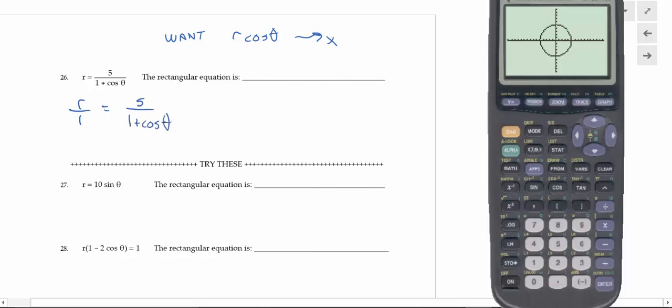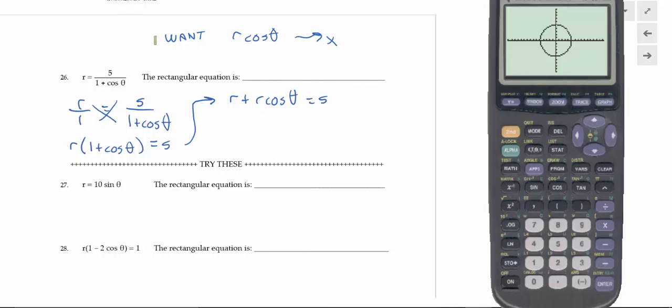You could either cross multiply this, or you could multiply both sides by 1 plus cosine. Let's just cross multiply this. So we have r times 1 plus cosine theta is equal to 5. So I've got r plus r cosine theta is equal to 5. Right, now what we're going to do is two substitutions.